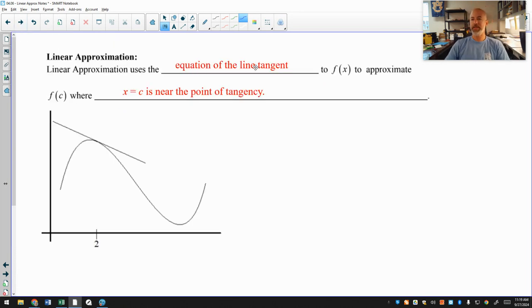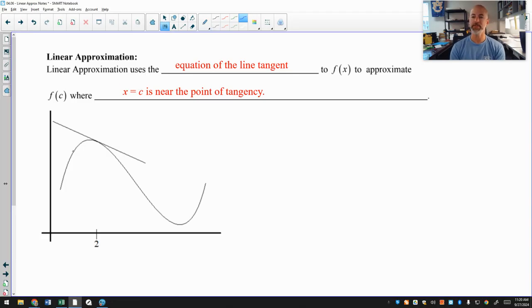So let's talk about linear approximation. Now, I probably should change the verbiage that I'm using on this sheet. I say linear approximation uses the tangent line. Technically, the linear approximation itself is the equation of the tangent line. The idea in this section of the AP Calculus curriculum is that we're going to use the tangent line to approximate function values where that point c is close to the point of tangency.